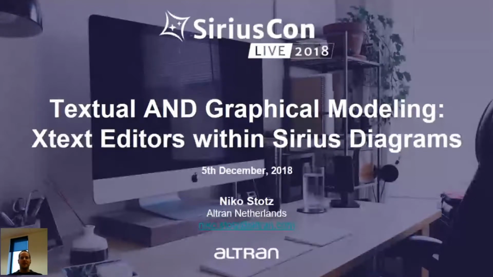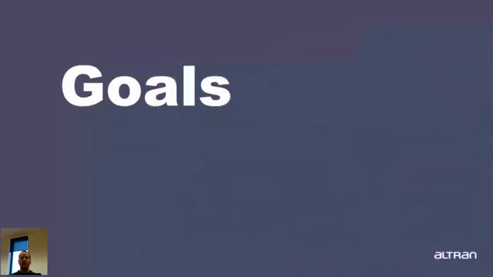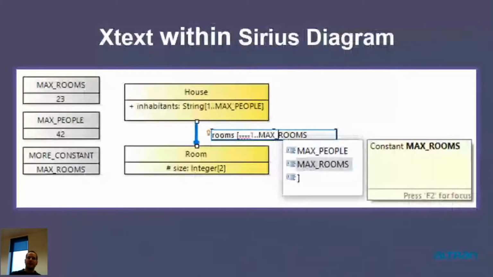And we decided to open source it because it was a topic that came up in several previous EclipseCons and SiriusCons. So we thought some other people might also like to use that. So let's first look at what we want to achieve with this. What we want is an Xtext editor, as here, within a Sirius diagram.